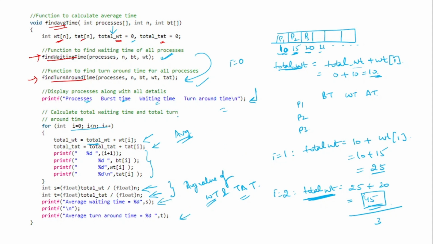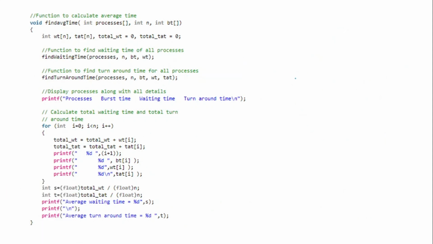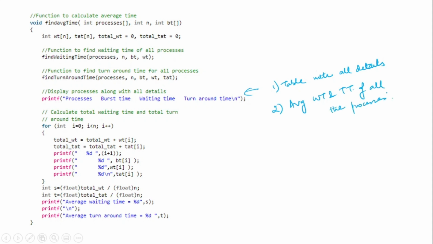And finally, the output you can see includes everything. One table with all the details listed here, and second, the average waiting time and turnaround time of all the processes. So these are the things listed here to calculate the average waiting time. Now this was the first come first serve scheduling algorithm.